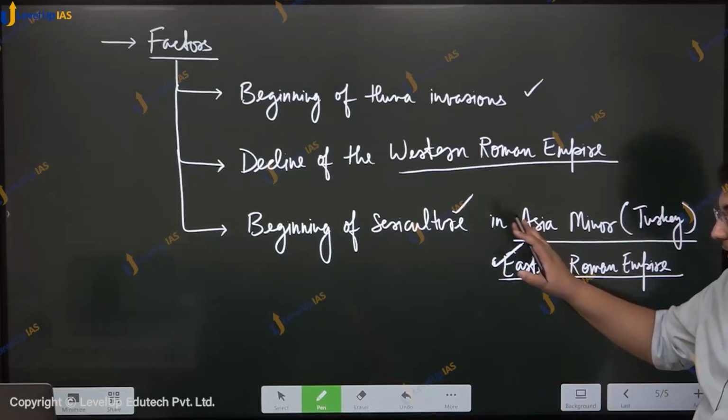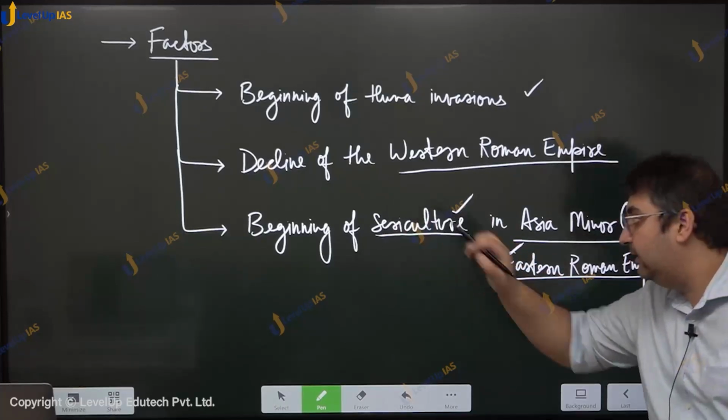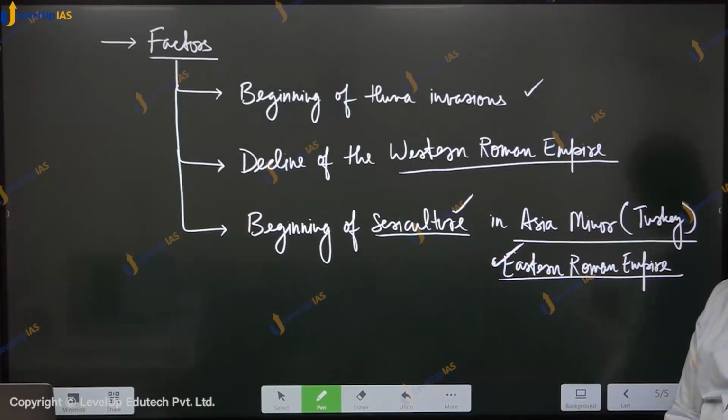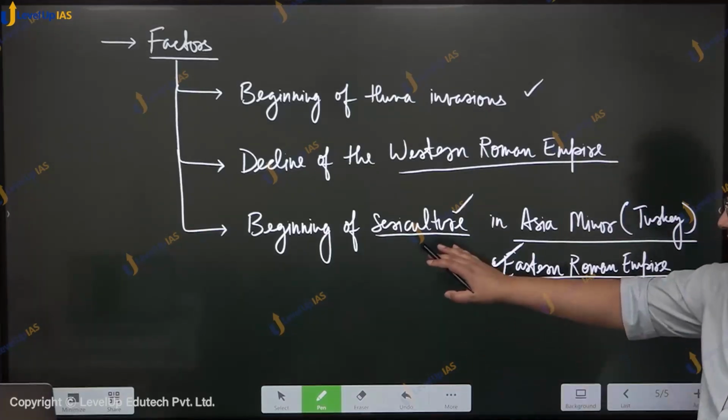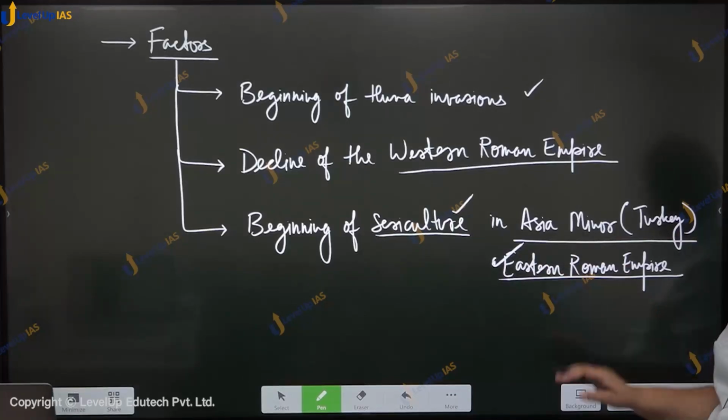Right? So they decided that they were going to smuggle silk cocoons into Anatolia and start sericulture over there. They were able to do it. And what happened because of that? Whatever little silk India was still providing to the Western world, now the demand for that also would end. Okay? So the beginning of sericulture in Asia Minor under the Eastern Roman Empire, what did you write?